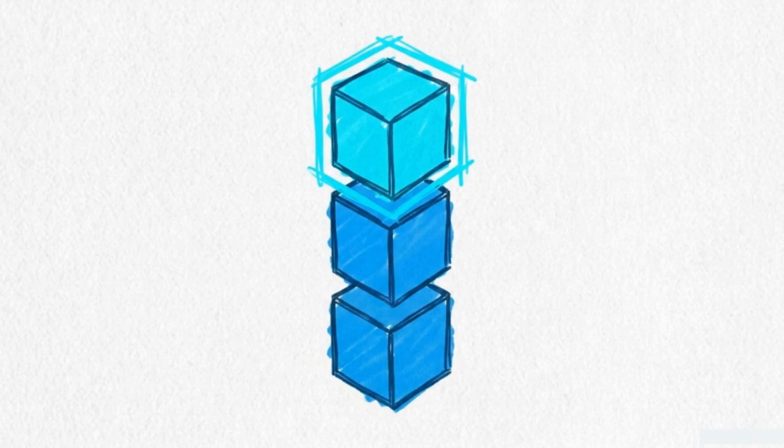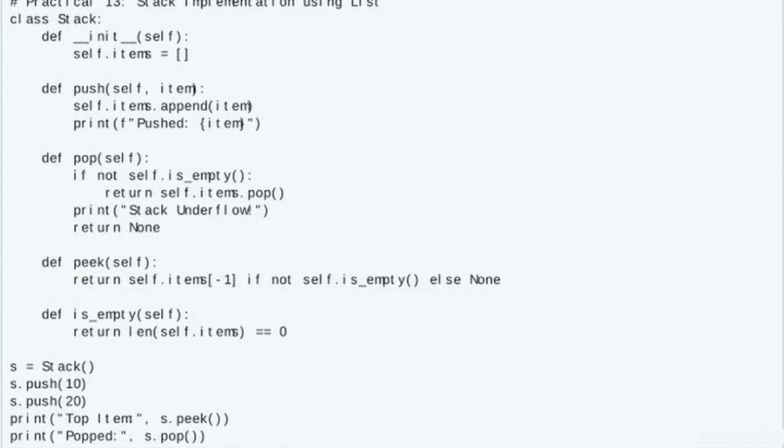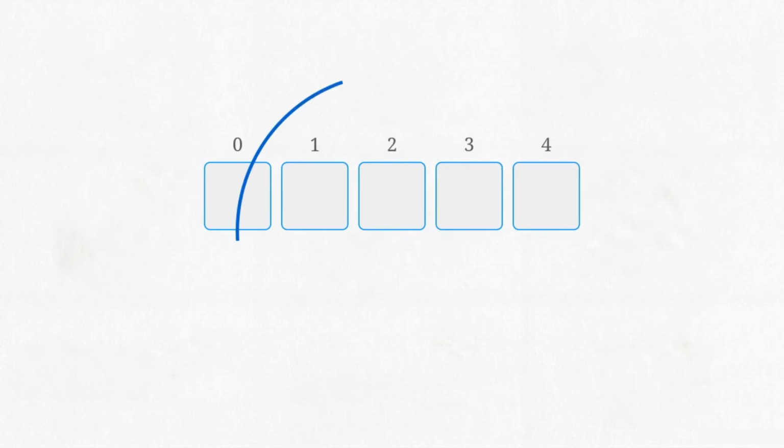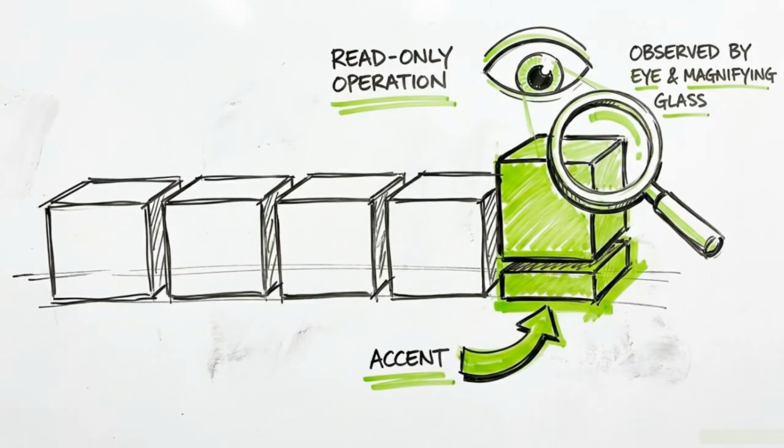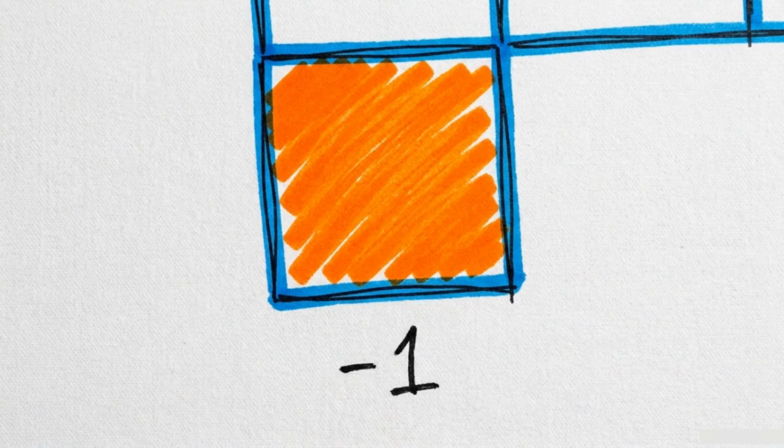Finally, the peek operation allows us to view the top item without removing it. Looking at the peek method, we see how this observation is handled. The method returns the item at index -1. In Python, -1 dynamically references the last item in a sequence, regardless of its length. Unlike the pop method, bracket indexing reads the data without triggering a mutation. By leveraging negative indexing, we observe the current state of our data structure without altering it.